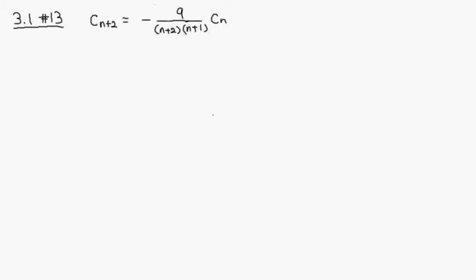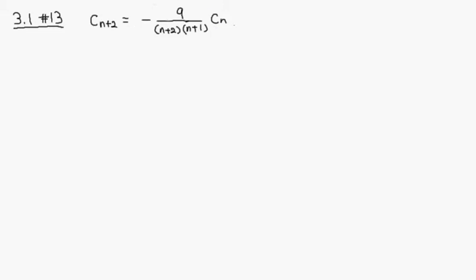Okay, I want to do a portion of problem section 3.1, problem number 13. All right, let's assume that we have this recurrence relation already and try to find a solution from there. First thing, you have a recurrence relation. C(n+2) is defined in terms of C(n).